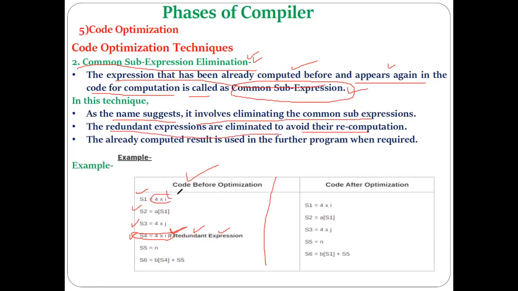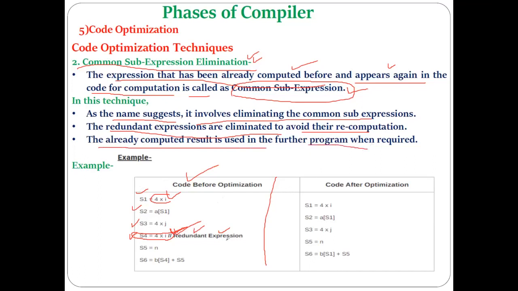This is already computed. Why is there a need to do the computation again? Doing the computation again does not make any sense; it will only consume space and time. Understood? So removing such things from your code is called common subexpression elimination as a code optimization technique. Okay. So the already computed result is used in the further program whenever required.